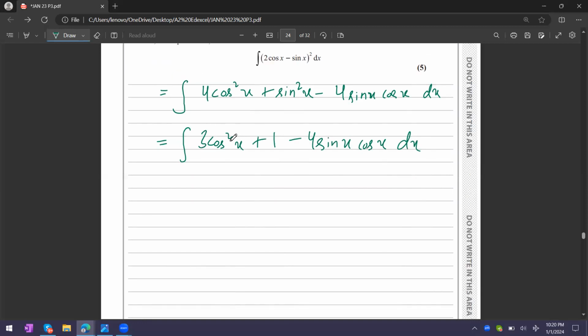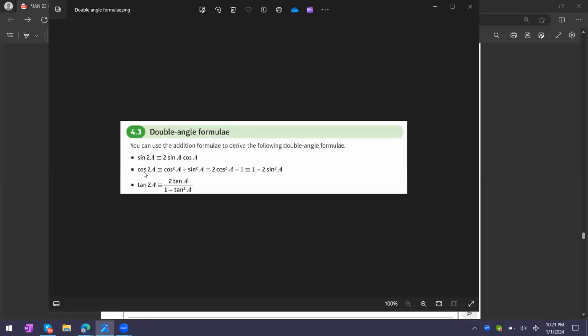Our aim is to convert this into double angle, because it's easy to integrate single angles, which don't have square terms. So now we can substitute for cosine square x the double angle formula: cosine square x is cosine 2x plus 1 divided by 2.